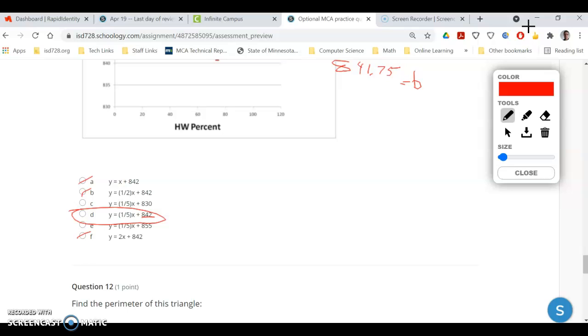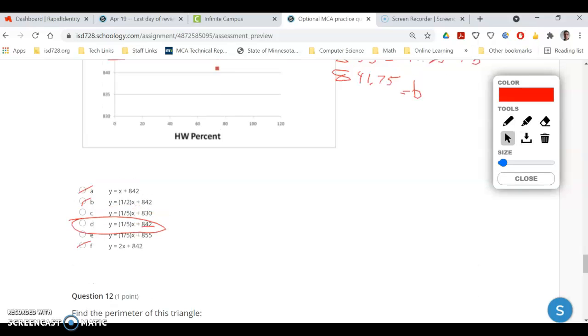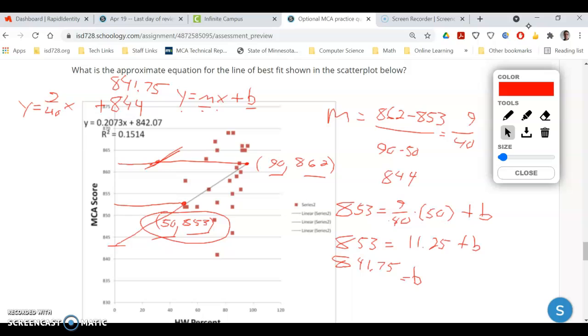So that's kind of tricky, but it's a good review of finding slope and y-intercept, right? Find the slope, you need 2 points. The y-intercept, you could read it graphically or plug in x and y and solve it for b.